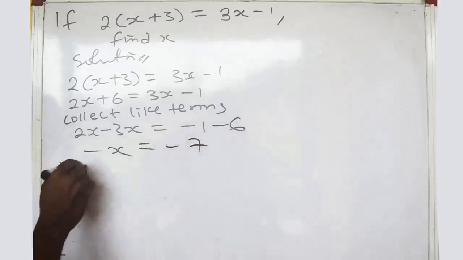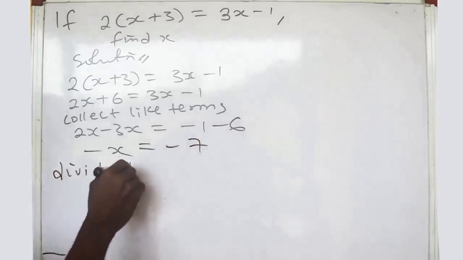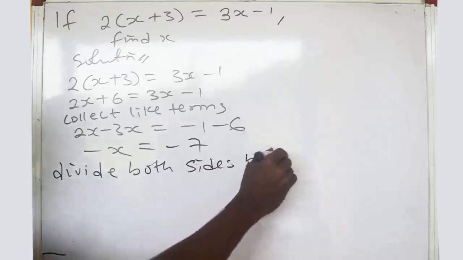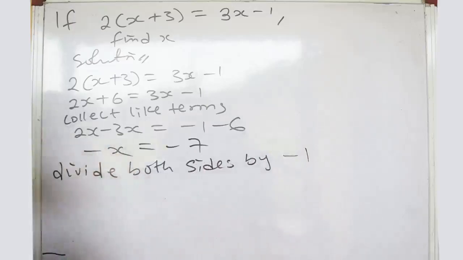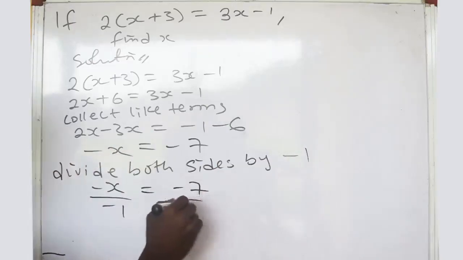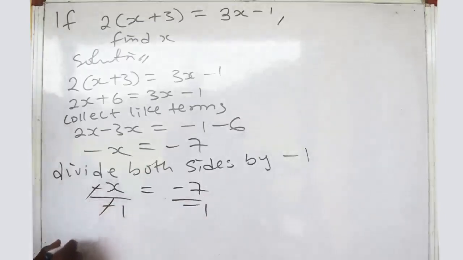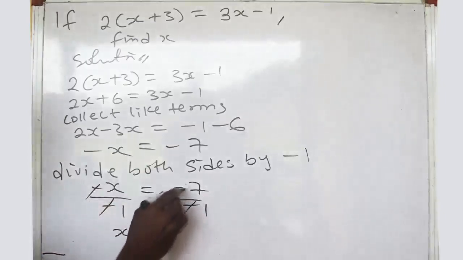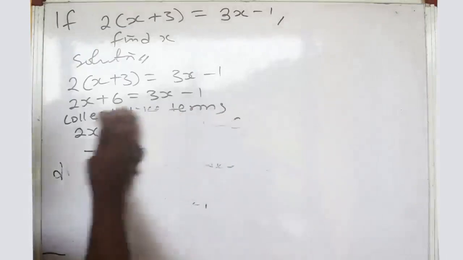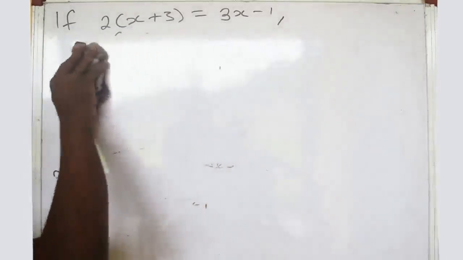Now we divide both sides by minus 1, because the coefficient of x here is minus 1. We have minus x divided by minus 1 equal to minus 7 divided by minus 1. Minus cancels minus, x falls down, equal to minus cancels minus, 7 over 1 is 7. So the answer is 7. It doesn't give us a negative, and it doesn't give us a fraction. Sorry about that.